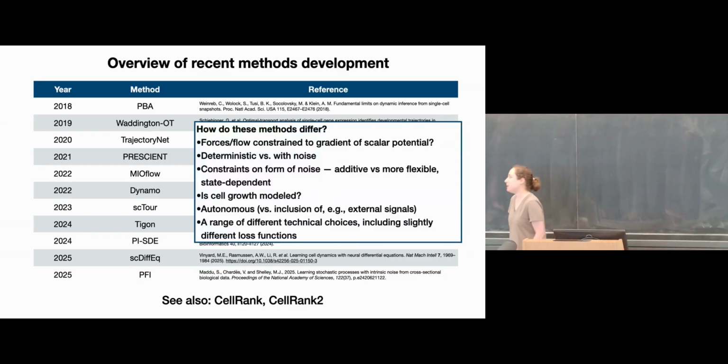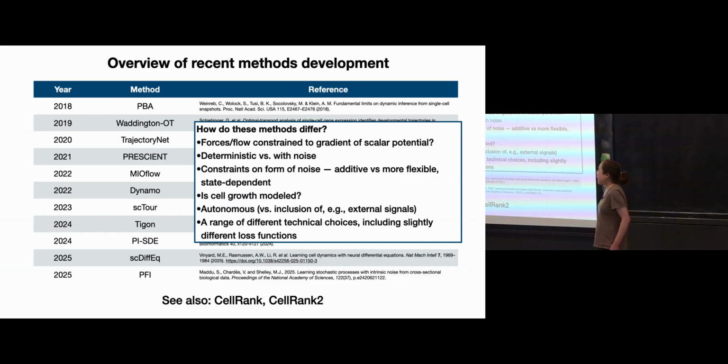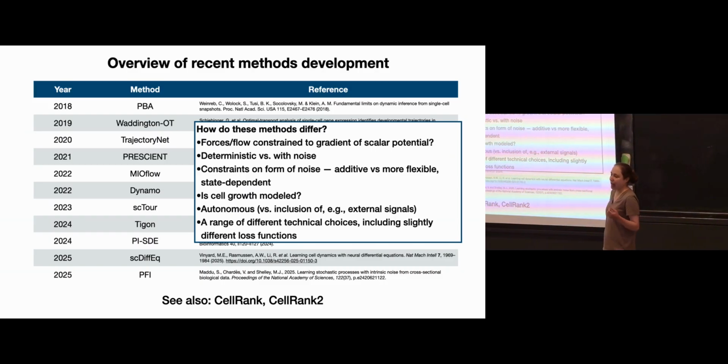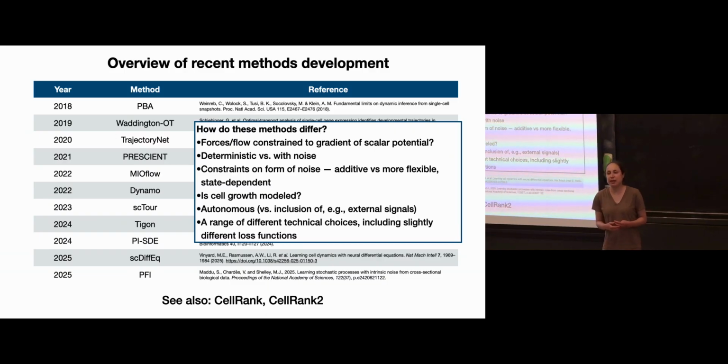Okay, how do these methods differ from one another? Some of the main differences are that in many of them, F is constrained to be the gradient of a scalar potential function. It's a restriction. It makes it easier to infer in general, but it might be appropriate for some systems and not for others. Another is that some of these methods don't have noise explicitly at all. So some are purely deterministic.